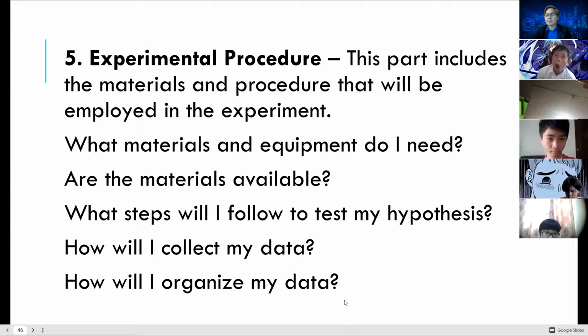How will I organize my data? Isn't that like the method of observation? Yes, those are the methods of qualitative observation. Right, when you observe, you tend to write what you have seen, what you have felt, what you have tasted. Remember, those are qualitative data. If it is quantitative, you are actually talking about the measurements.